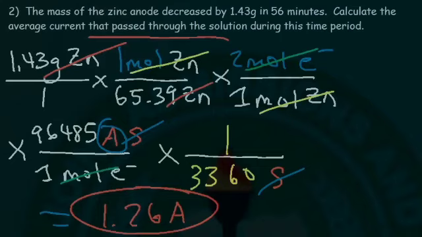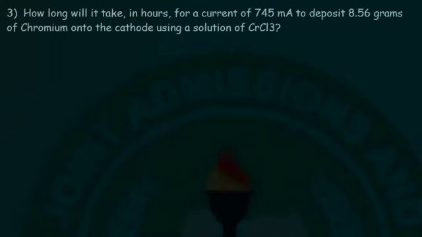Number 3. How long will it take in hours for a current of 745 milliamps to deposit 8.56 grams of chromium onto the cathode using a solution of chromium 3 chloride? So feel free to pause the video and try this problem yourself.